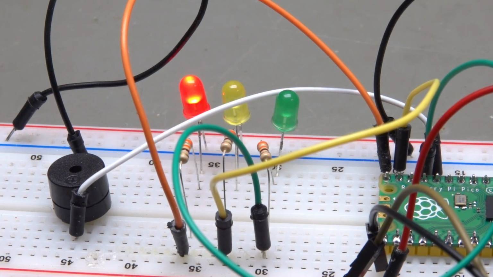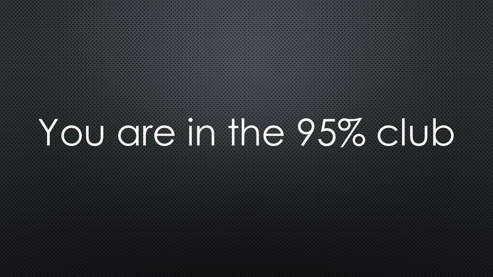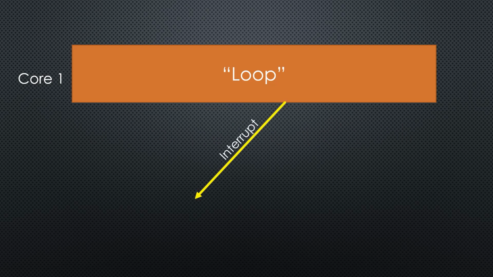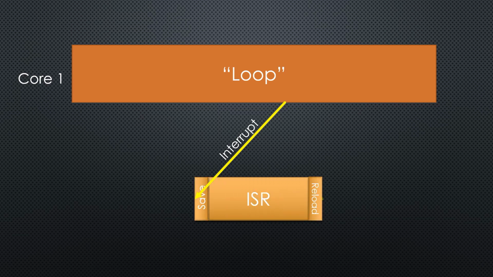Cool. Now you know how to use both cores and how to synchronize threads. You already know more than 95% of all Pico users. If we want to rise to the 99% level, we have to learn how to use interrupts. With interrupts, a signal any time can stop a running task for a moment and do its thing.